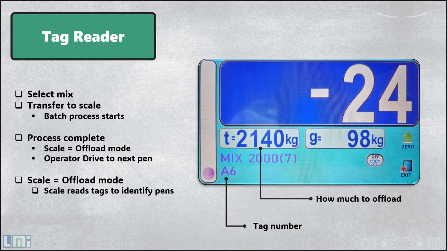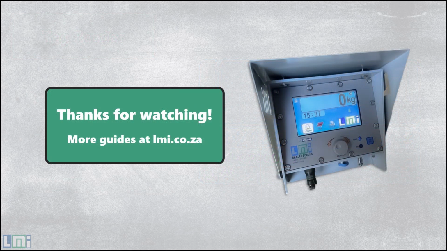The scale shows the operator where to offload, and the target, T = kg, shows how much to offload.